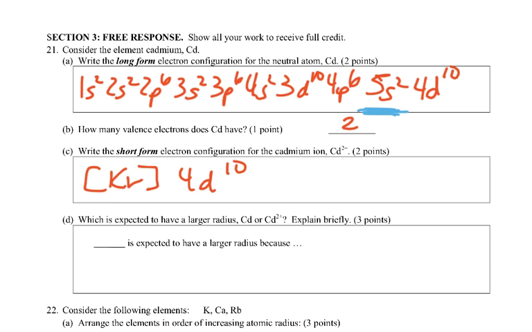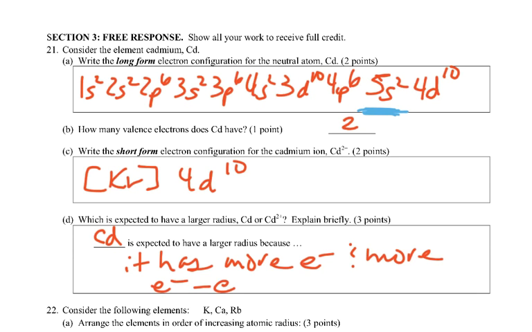Which is expected to have a larger radius, cadmium or cadmium 2+? Explain briefly. Cadmium has a certain number of electrons, and cadmium 2+ had to lose electrons. So the answer is neutral cadmium is expected to have a larger radius because it has more electrons and more electron repulsion. That's the reason its electron cloud is larger. When you lose electrons, they get smaller because there's less repulsion.